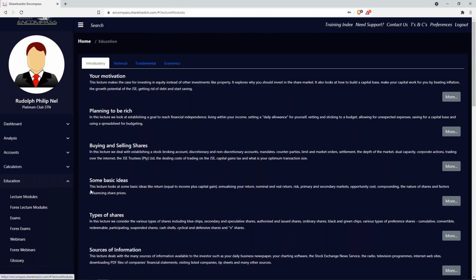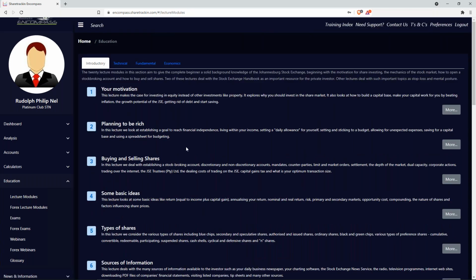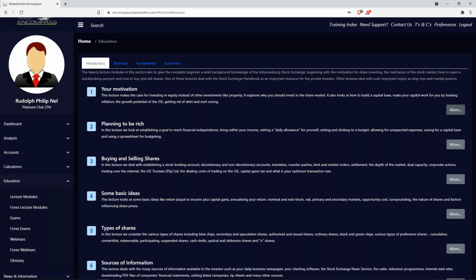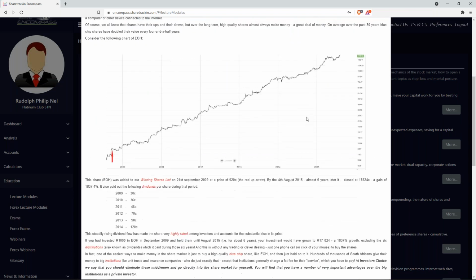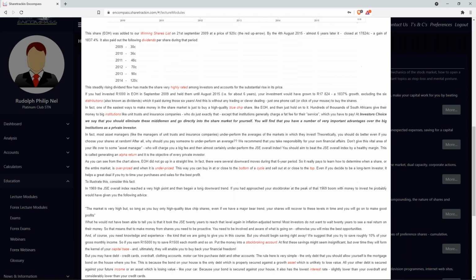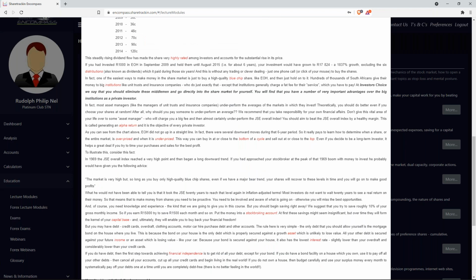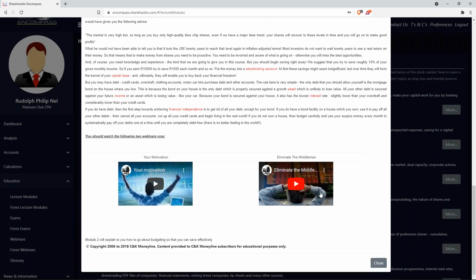So lecture modules, these are the normal lecture modules. So underneath the lecture modules, you get your introductory, technical, fundamental, and economic. So what you do is, underneath introduction, for instance, on the right hand side, when you go to more, it will give you an entire module on introductory, introducing you to the markets and just giving you an introduction on what the markets are about. Okay. Then with 2 videos at the bottom, your motivation, and then also eliminate the middleman.